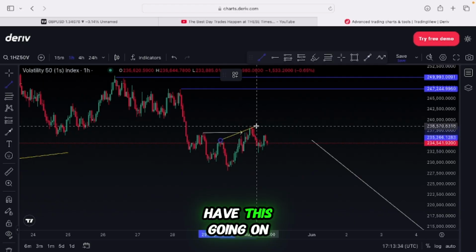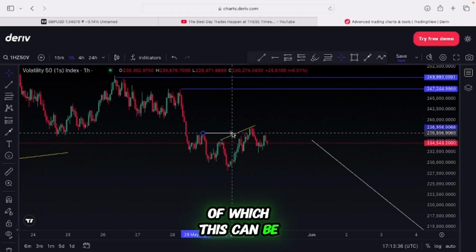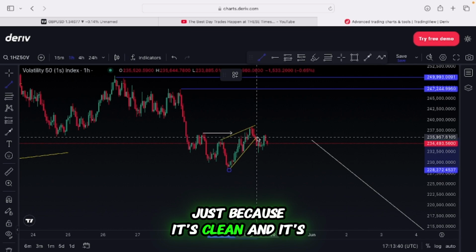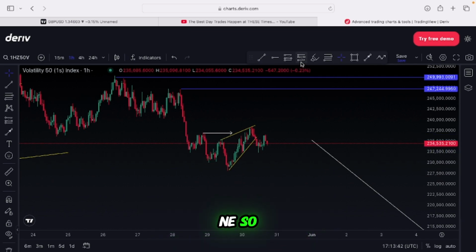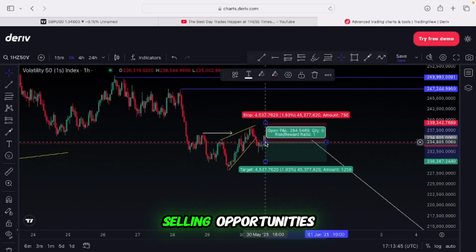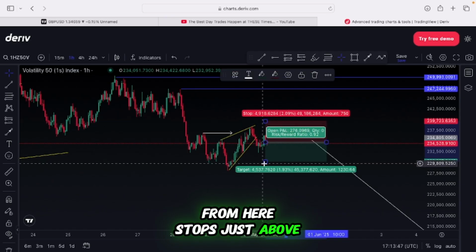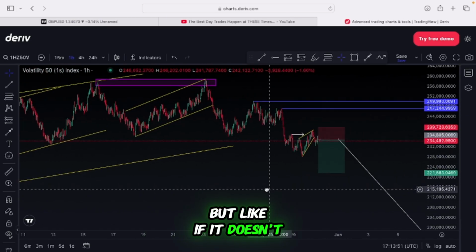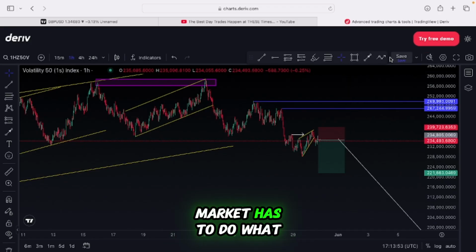Then we have this going on, which can be the one that goes to the downside, just because it's clean and it's straightforward, guys. So we can just anticipate some selling opportunities from here. Stops just above this area, knowing that we are targeting the lows. But if it doesn't form up, then we know that the market has to do what?